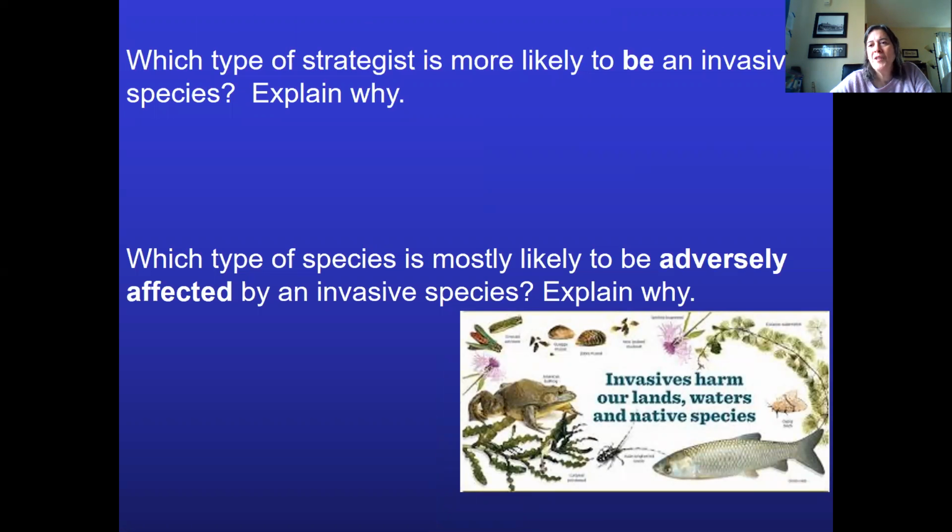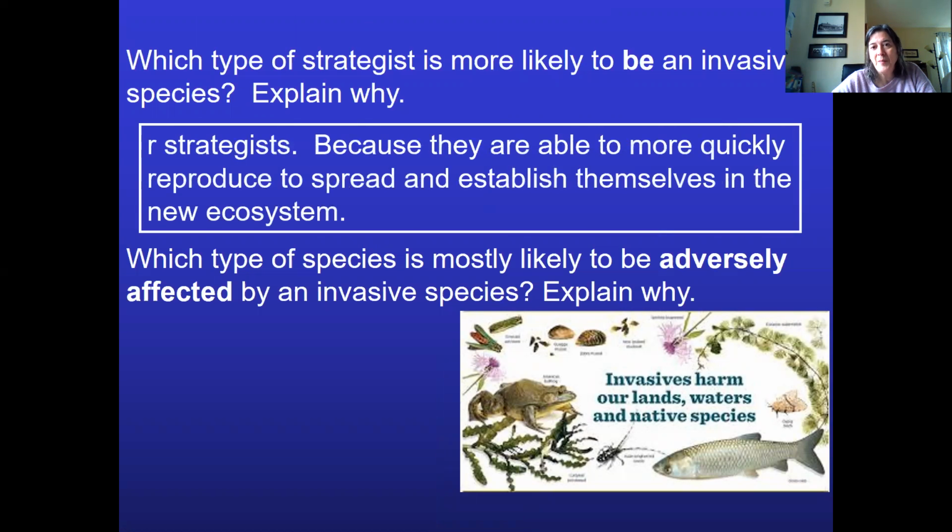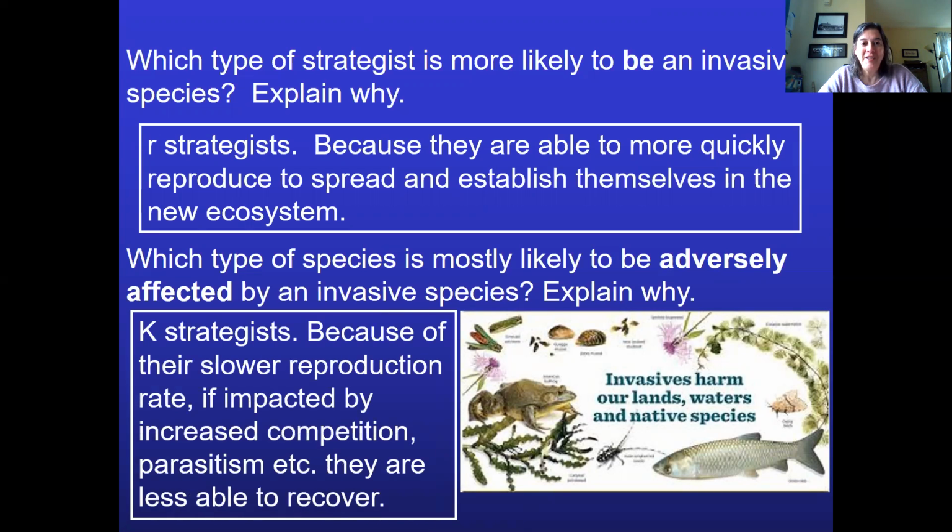Okay, so which one's more likely to be an invasive species? If you think about it, r strategists, because they're more able to quickly reproduce and establish themselves in a new ecosystem. So if you're able to really reproduce quickly, you're going to have the advantage in a new ecosystem. And that murder hornet, since I'll continue the theme, they discovered 200 new queens about to hatch in that nest they recently took out. So which species are going to be adversely affected by an invasive species? Those are going to be the K strategists. Again, because they have a slow reproduction rate, they're not going to be able to come back as easily. They also tend to be more specialists, and if something comes in and competes with them in their specialized niche, it might be hard for them to come back.